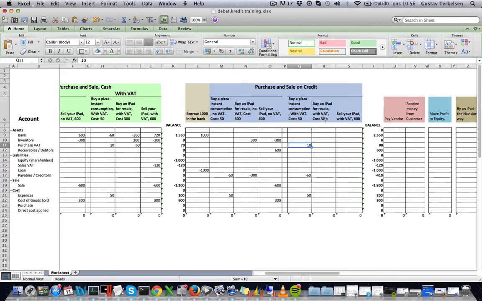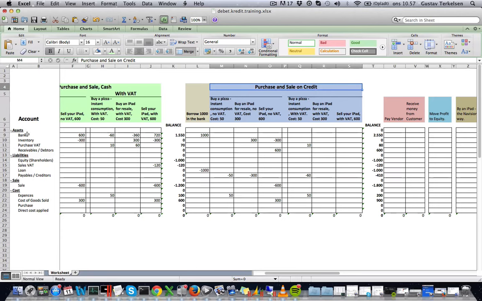So in this next transaction, we are buying an iPad and we intend to sell it, so it's not consumed. We can put it on inventory when we buy it. It's going to be with VAT, so our iPad vendor is expecting us to pay him some VAT on top of the cost of $300. So when we go down and buy this iPad, he will tell us that we don't have to pay right away because we are buying on credit.